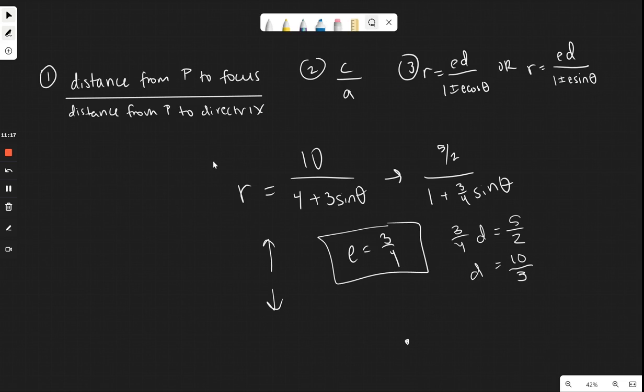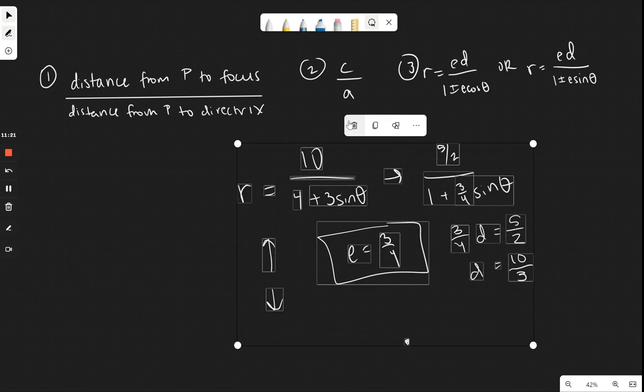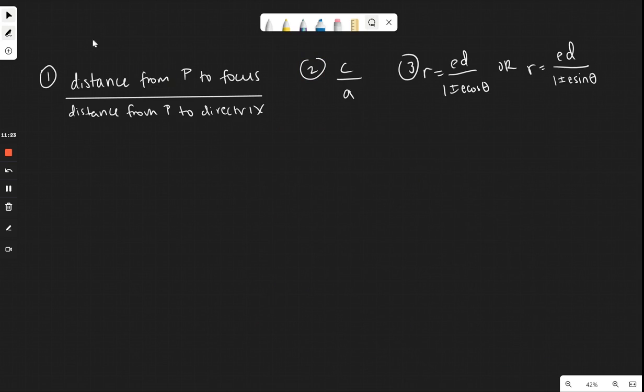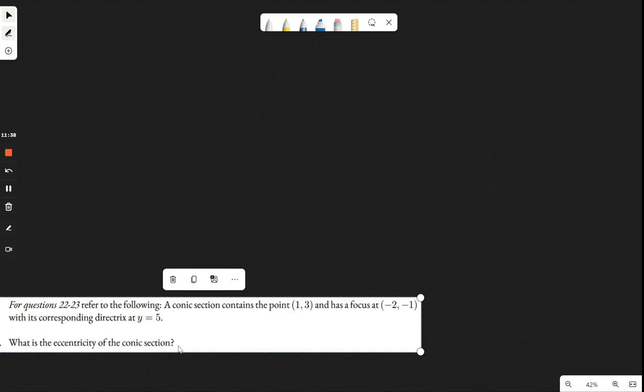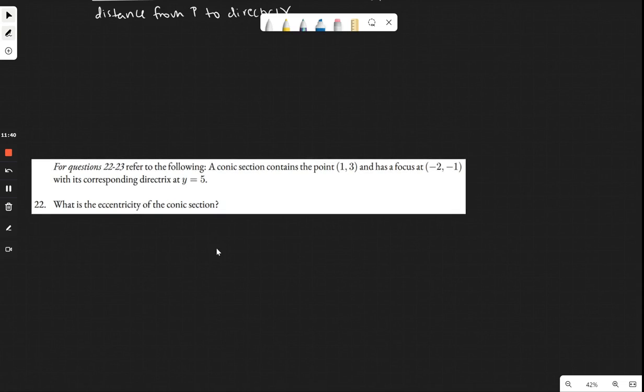Okay, moving on. This is, I think, the biggest way to find eccentricity that actually deals with what it is. And this is very versatile. It's the distance from a point to the focus over the distance from the same point to the directrix. So let's take a look at this question, okay?